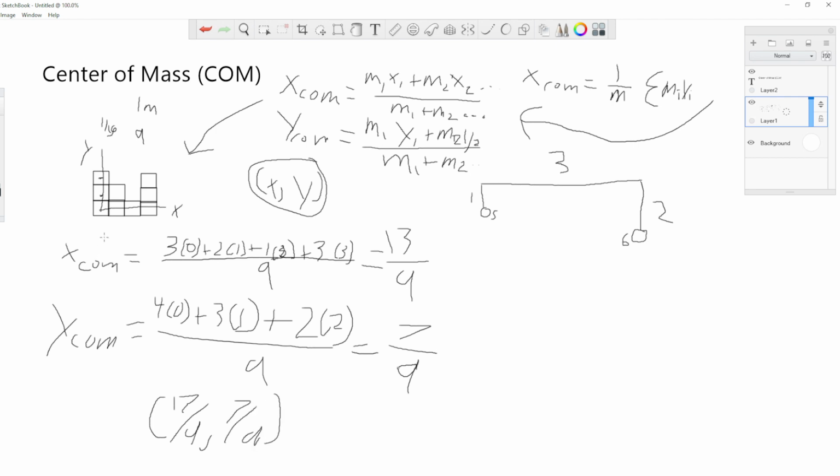Then you go up to the graph here, and 7 ninths is about, 13 ninths, my bad. 13 ninths is about 1.5. So you start at the origin, over 1, over 0.5. So it's going to be like there, and 7 ninths is going to be right about there. So that's your center of mass.